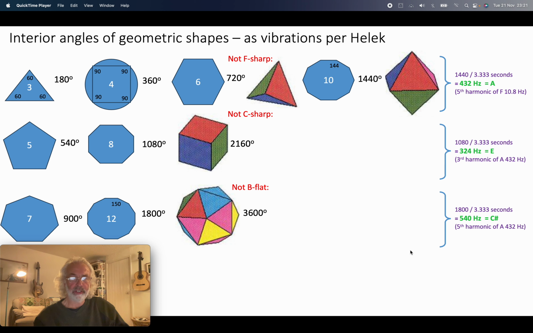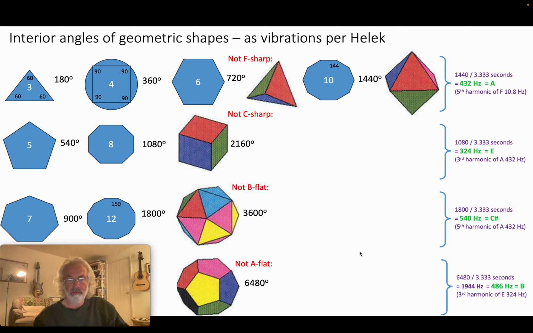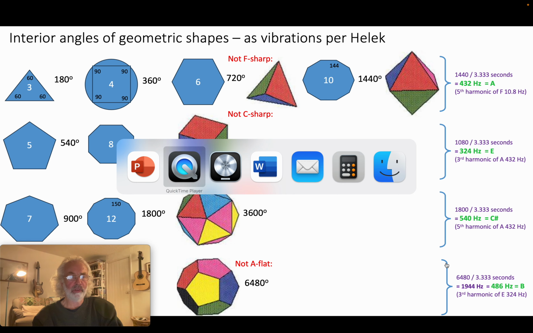And then the final figure is the dodecahedron, which comes to 6480 degrees, which is not an A flat. If we divide that by 3.333 to bring it into seconds, it's a B of 486 vibrations a second. So let's hear what those sound like.